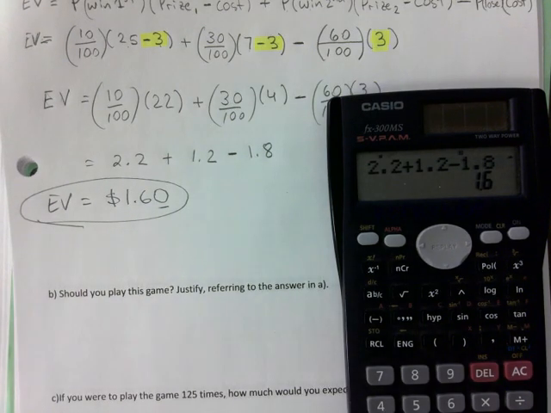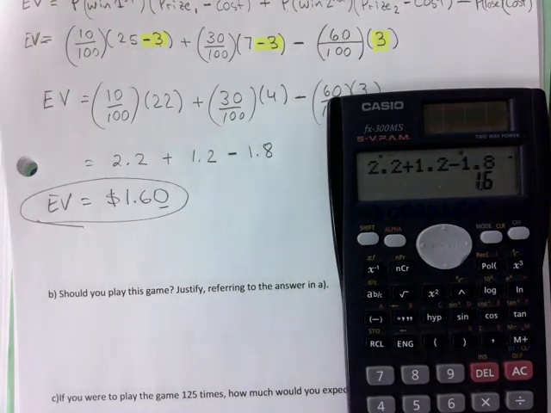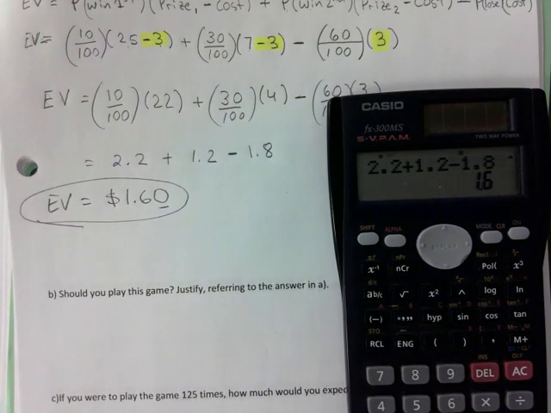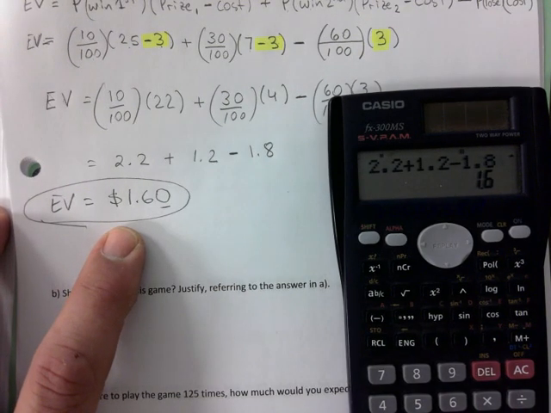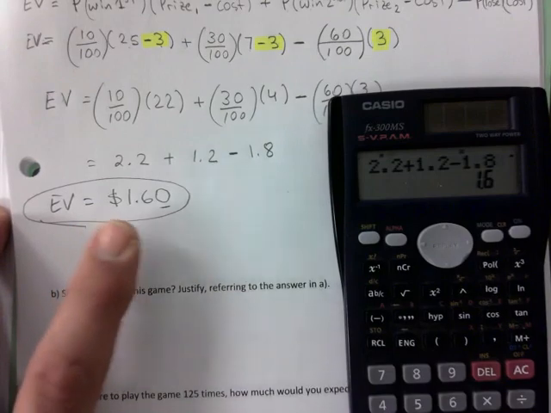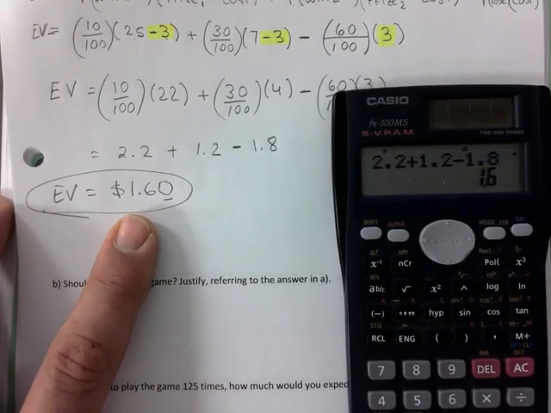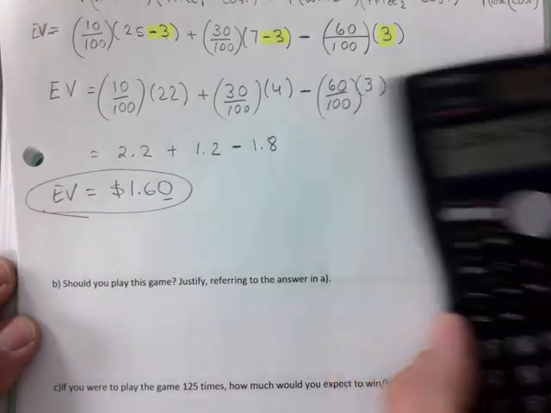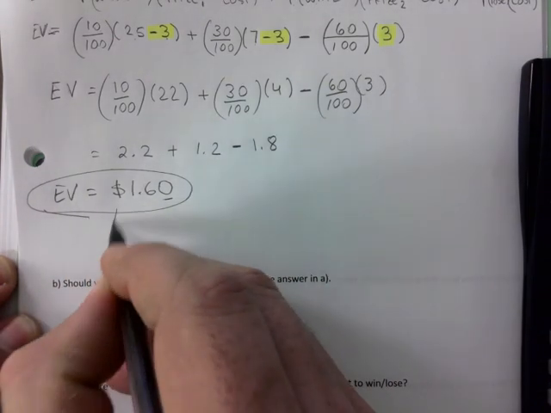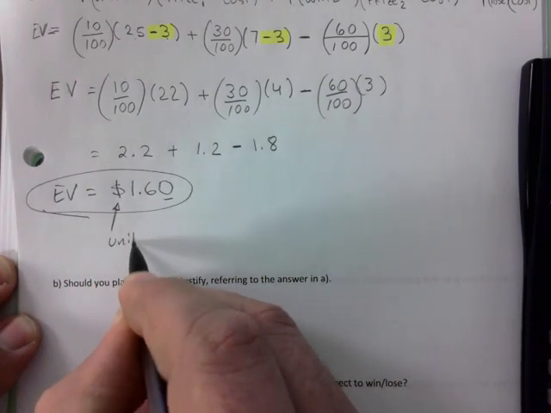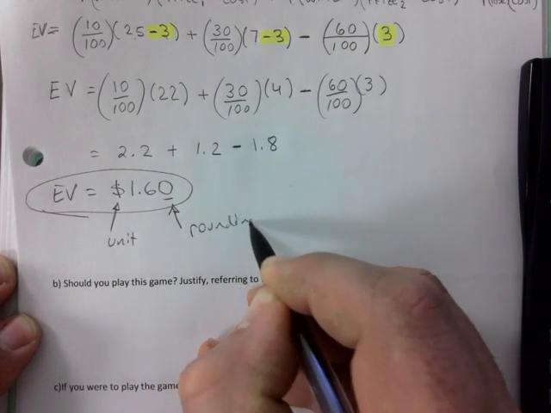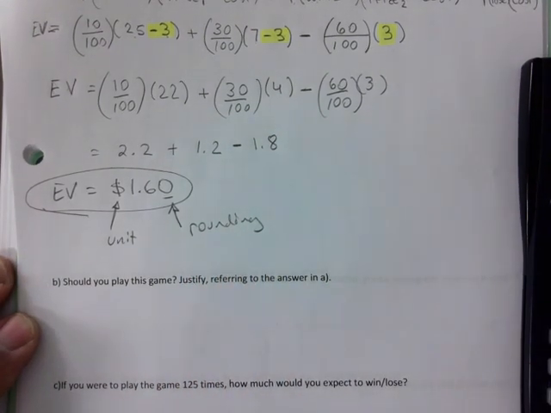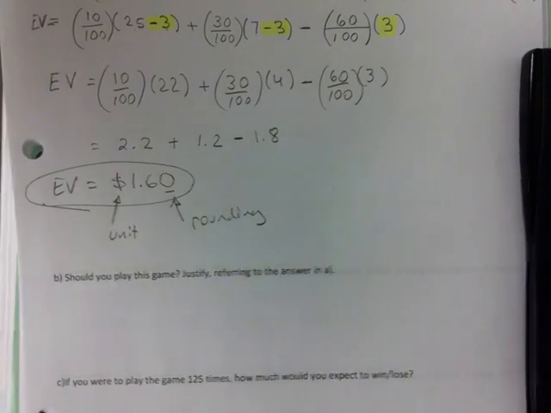So you're expected in the long run, if you were to play 500 or 1,000 games, you would expect to win $1.60 on average. You would be gaining $1.60 on average. So make sure, right? Unit, rounding. You got to make sure you have that 0 there because your calculator will not show you that.